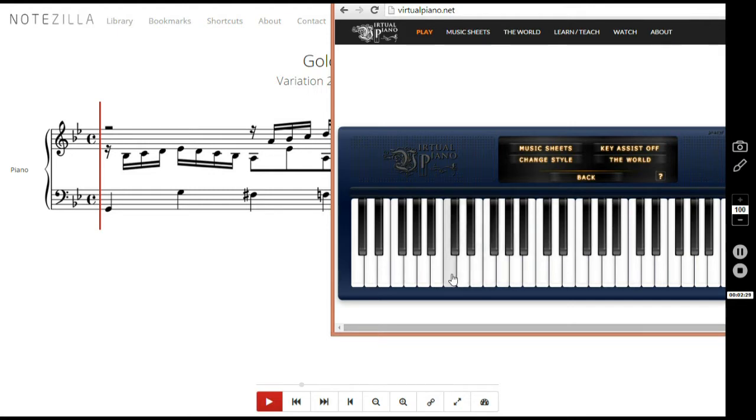So this is C3, C sharp or D flat 3, D3, and so on. And then the next few objectives ask us to know the lines and spaces of the various clefs: treble, bass, alto, and tenor.